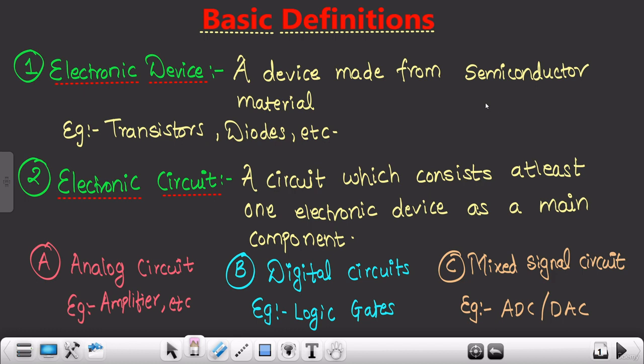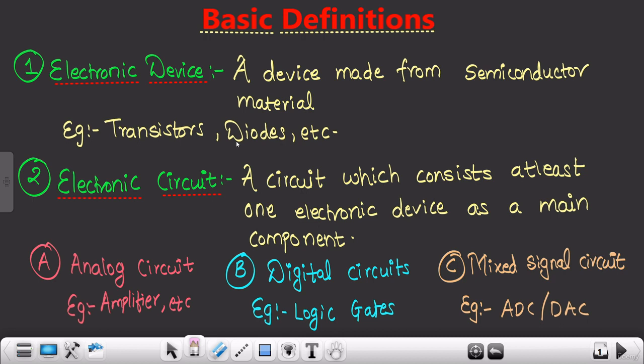When three such layers are combined or fused, like PNP or NPN, a transistor is formed. So these two particular examples fall under electronic device. Okay, but what exactly happens when we actually make a circuit with the help of any of these components? For example, if I'm taking one transistor and connecting certain resistors, or if I'm taking a diode and connecting it with voltage and resistor, right? So this becomes a circuit, and that particular circuit is known as what?